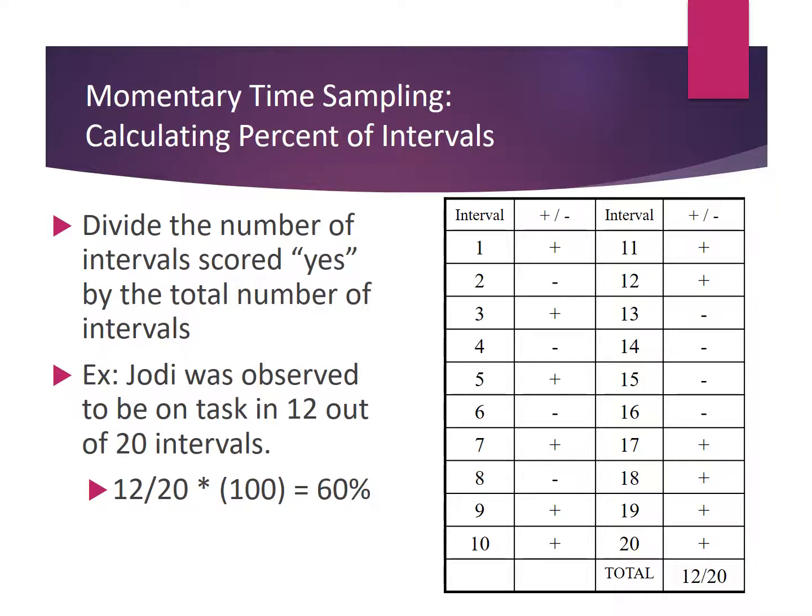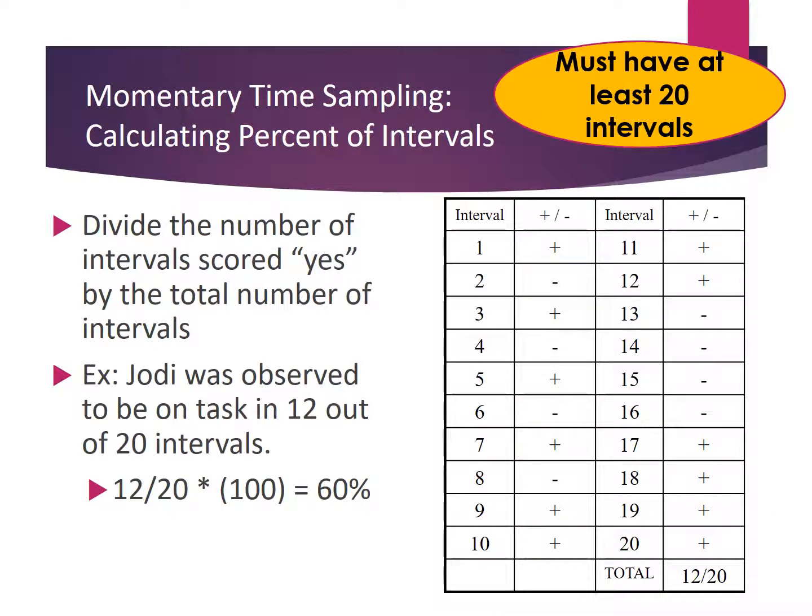Your recording system can be very similar to an interval recording system, as you see on the right-hand side, the same example. Here, when you calculate the percentage of intervals, you divide the total number of yeses or pluses by the total intervals. So here, Jody was observed to be on task in 12 out of the 20 intervals, or 60% of total intervals. Again, this recording system needs to have a minimum of 20 intervals in order for data to be reflective.